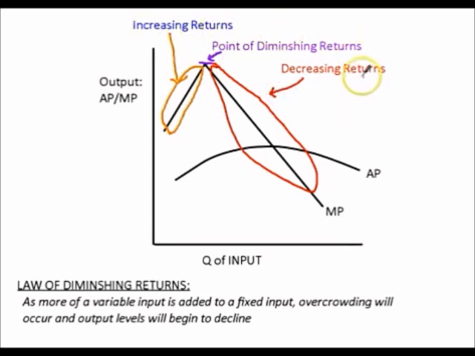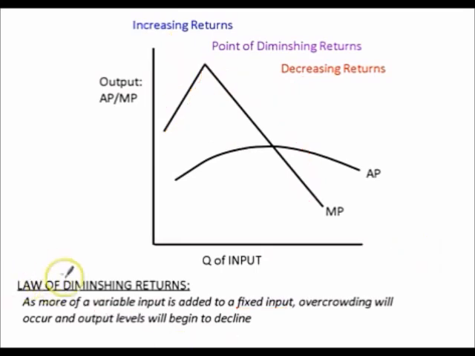As we're adding more of a variable input into a fixed input, if output levels are going up, that's increasing returns. If we add more variable inputs into a fixed input and we see that outputs are declining, that's decreasing returns. The tipping point is the point of diminishing returns, which brings about our law, the law of diminishing returns. As more of a variable input is added to a fixed input, overcrowding will occur and output levels will begin to decline.